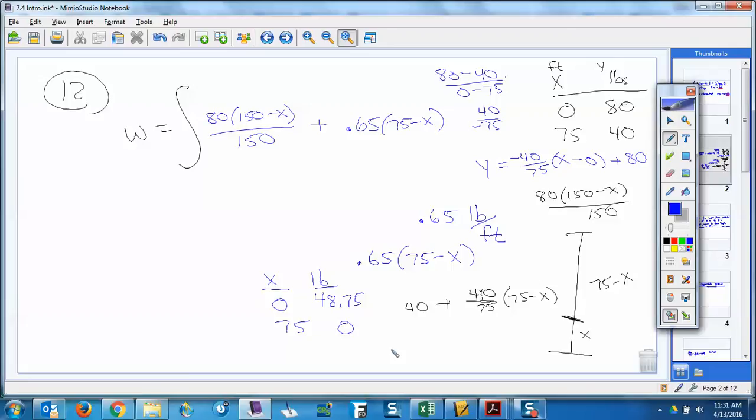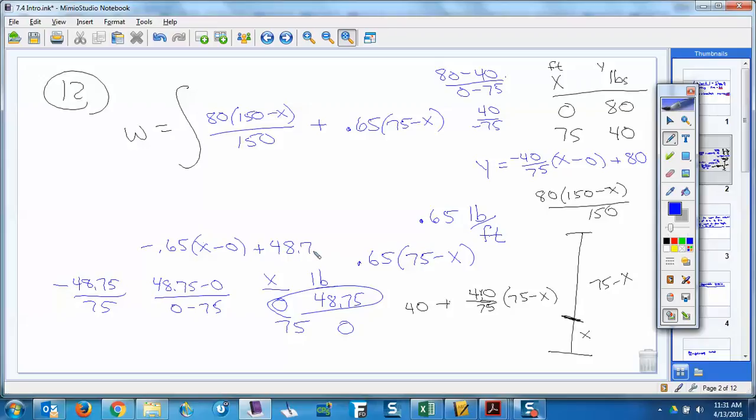If you're going to do it this way, you need the total pounds of rope with 0 feet pulled up and with 75 feet pulled up. So you need the total pounds. So that's why we had to do that. So now I do my slope. So 48.75 minus 0 over 0 minus 75, negative 48.75 over 75, which is negative 0.65. Then we pick this point right here, so we have x minus 0 plus 48.75, just doing our line equation, point-slope form. So there's our slope, there's our point, put that there, or that one, same thing. It's the same thing, okay?